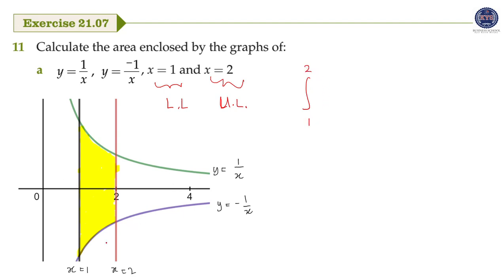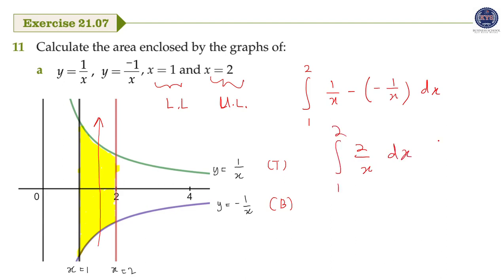But how to identify top and bottom? Again, use the vertical line test. So the green function over here is the top function, and therefore the purple function is the bottom. Alright, so 1 over x minus negative 1 over x dx. Simplify further, you will get 2 over x from 1 to 2 dx. Don't make it 2 over 2x, because when the denominator is the same, the numerator is what gets added.